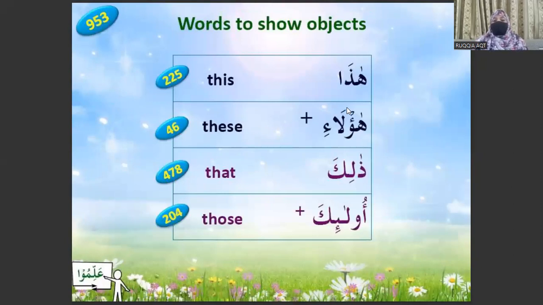Yesterday we learned some new words for pointing toward different objects. We also use these words for nouns. Haza, by pointing downward with your right hand, with the index finger, haza, this. For plural, haulai. Haza, this, haulai, these. Zalika, that, ulaika, those. So remember these two.